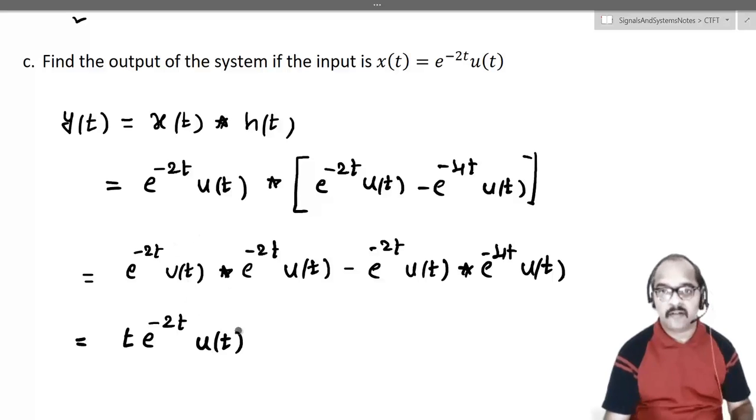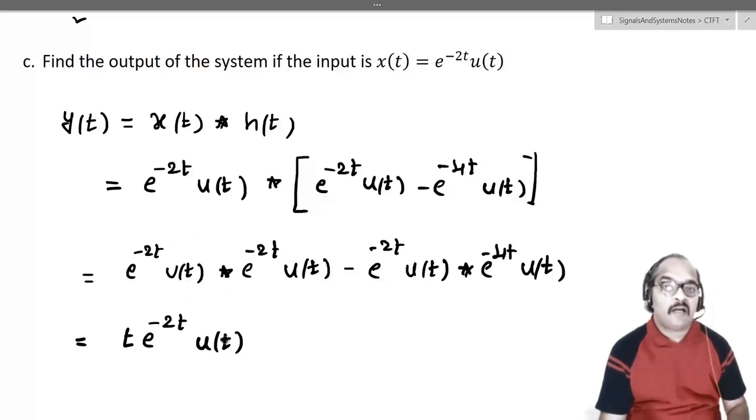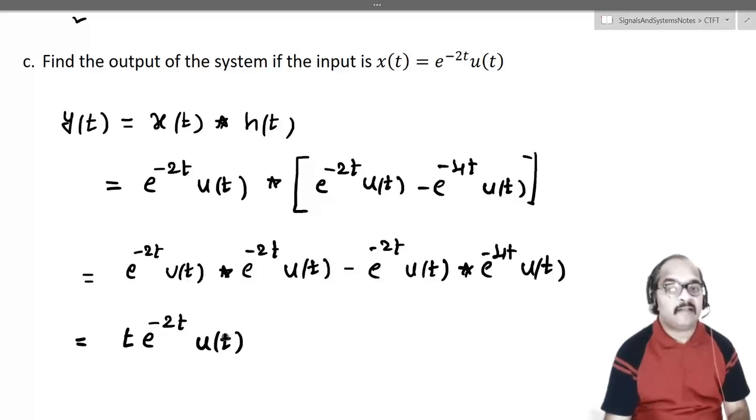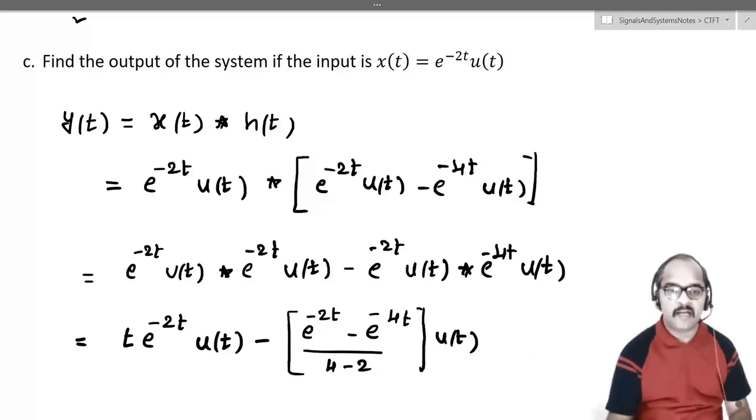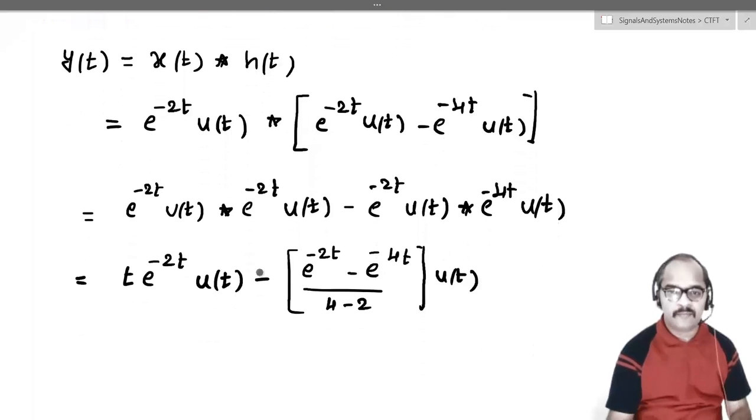Okay. So that we have seen when we talked about the convolution property, right? So e^(-at) u of t convolved with e^(-bt) u of t, when a equals b, you get this answer. So next result, here a is not equal to b. So what is the answer? (e^(-at) minus e^(-bt)) divided by (b minus a), which is 4 minus 2, and this is multiplied with u of t. Okay, so that would be the final output.